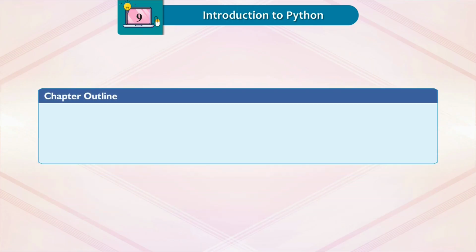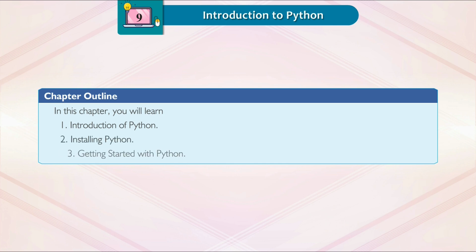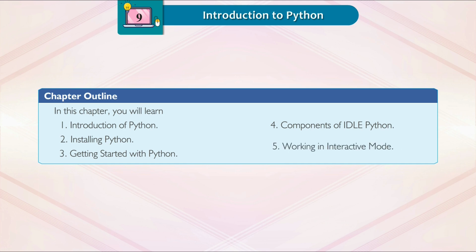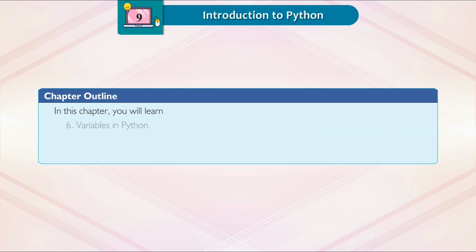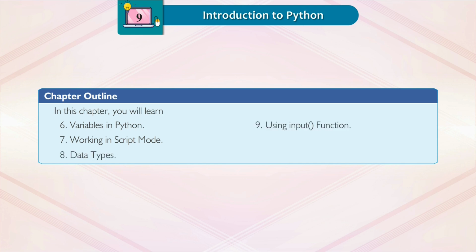Chapter Outline. In this chapter, you will learn: 1. Introduction of Python, 2. Installing Python, 3. Getting started with Python, 4. Components of IDLE Python, 5. Working in interactive mode, 6. Variables in Python, 7. Working in script mode, 8. Data types, 9. Using input function, 10. Using print function.